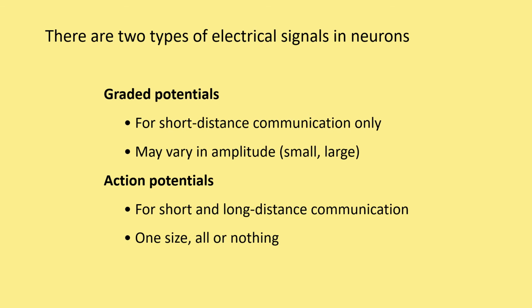In contrast, action potentials arise in axons and are used for both short and long distance communications. So we have lots of neurons in our brain that have these tiny little axons, and an action potential might travel a millimeter. And we also have these neurons that have these really long axons.